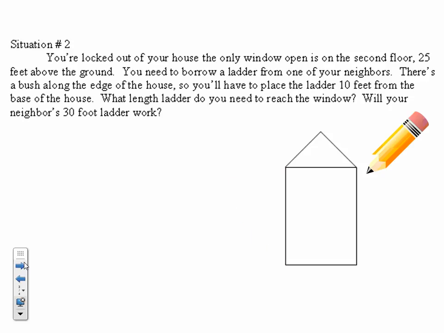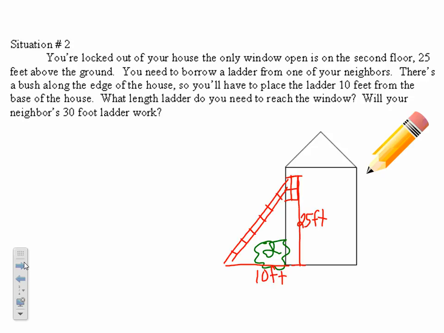Okay, so we need to figure out what this triangle would look like. So let's draw in our ladder. You know ladder safety. You got to lean this a little bit here. Drawing in my ladder, I know that I need to reach 25 feet above the ground to this window right here so I can get in. So this side of my triangle is 25 feet. I'm going to have to place the ladder 10 feet away from the base of the house because there's all this shrubbery here. So 10 feet away goes on the bottom of my triangle, and we need to figure out what length ladder I need. I'm going to put an X right there.